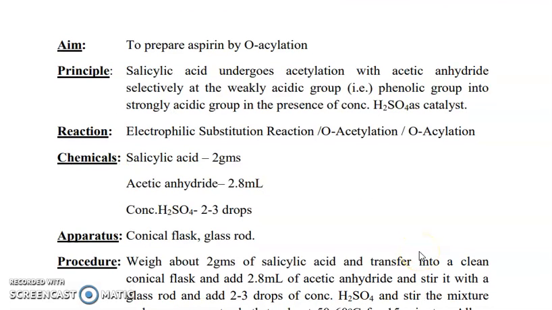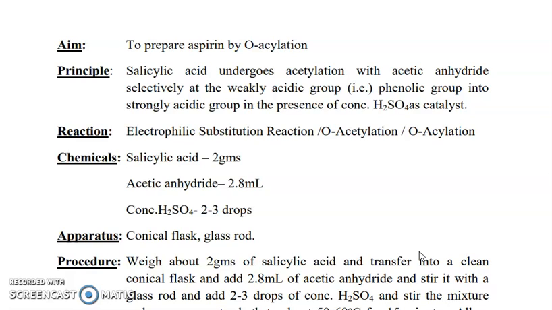Now, how you will write this experiment and how you will perform this experiment in the laboratory. So the title of this experiment: synthesis or preparation of aspirin. The aim of this experiment is to prepare aspirin by O-acylation. What is the principle? Salicylic acid. Have you seen salicylic acid? Already seen. Salicylic acid undergoes acetylation with acetic anhydride selectively at the weakly acidic group, the phenolic group, into a strongly acidic group in the presence of conc. sulfuric acid as a catalyst.